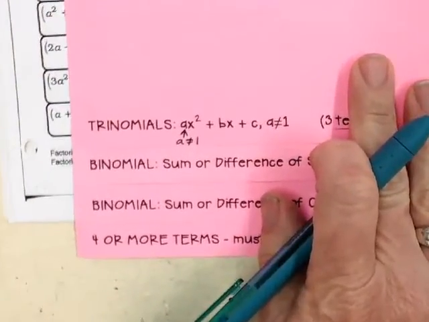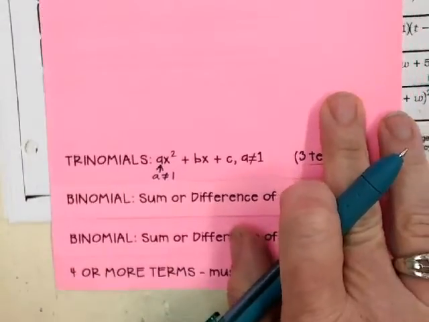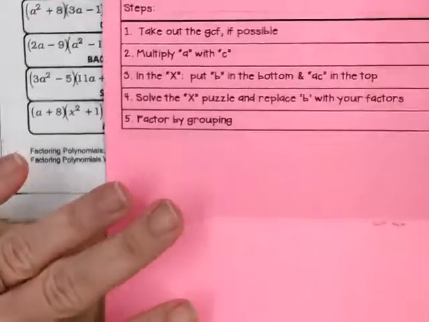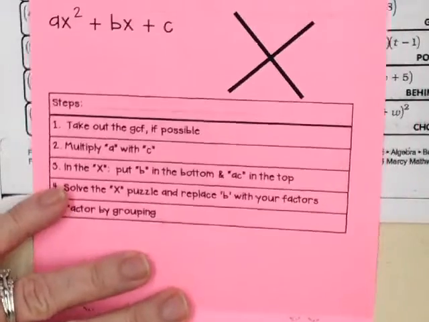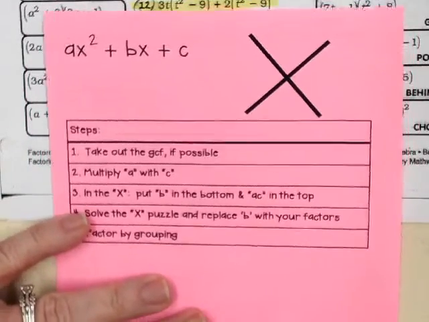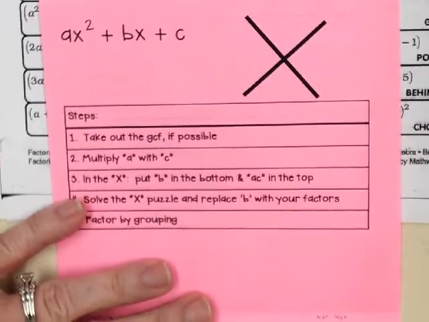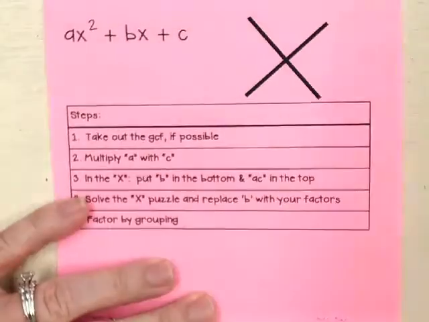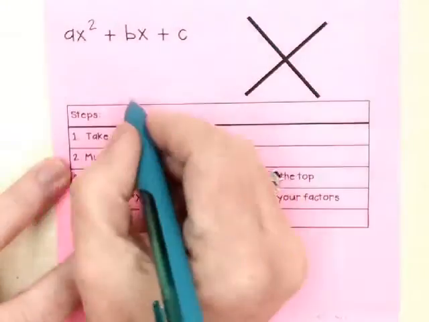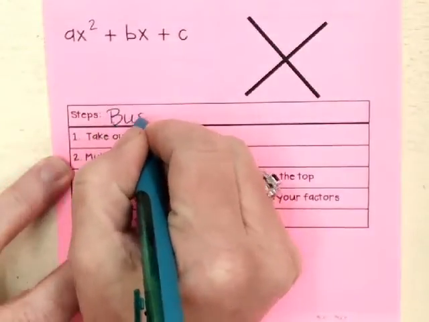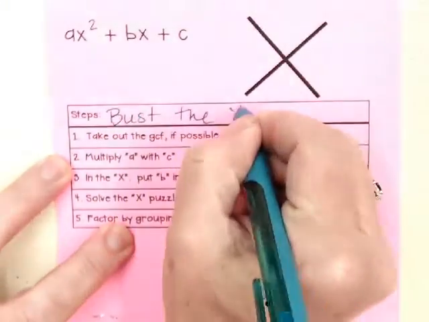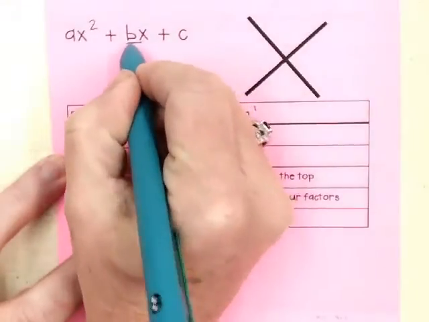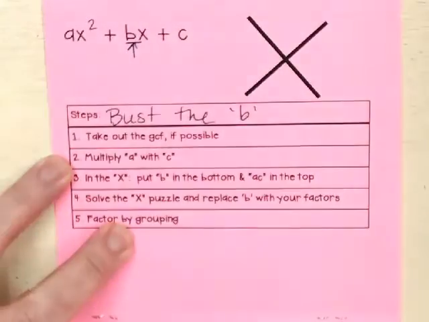Let's see. There we go. That might be a little bit better for you. So I taught 2 different methods last year. I'm only going to teach one this year because I think when I do 2, people get confused and they try to mix the 2. And so I'm just going to do the 1 this time. And I opted to do the one that's called busting the B. And it refers to that B right there. We're going to bust it up.